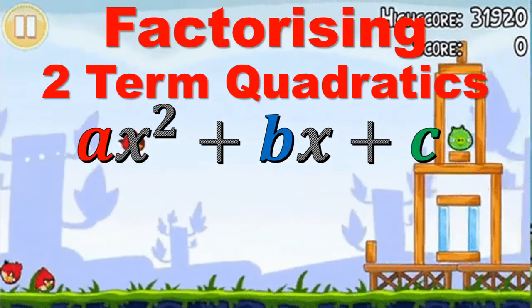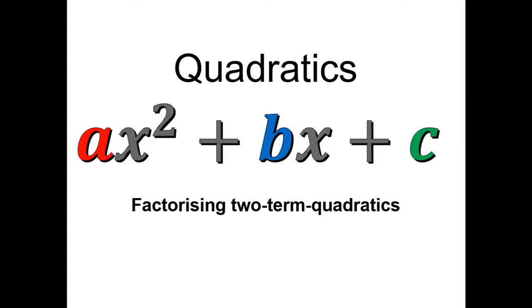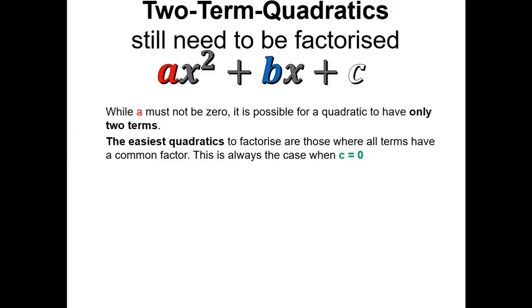Otherwise, let's get started. Well, the general format of a quadratic is still ax squared plus bx plus c. A two-term quadratic might be where one of those terms is missing, so either a, b, or c is equal to 0. A must never be 0 because if a were 0, the first term disappears, and that's the x squared term. Without that x squared term, we're just left with bx plus c, which is a linear equation. So let's start with where c is equal to 0 then.